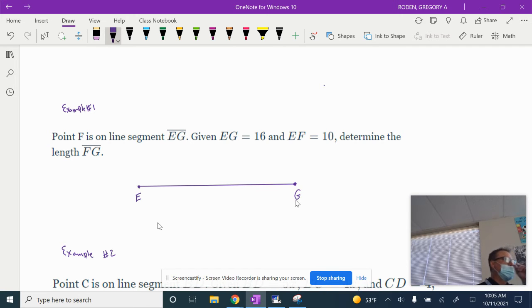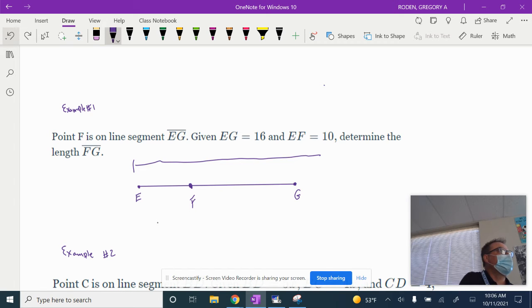Now, the next thing is we have some random point F on this segment somewhere. I'm not going to think too much about it. I'm randomly just going to put F somewhere in the middle. Now, it may not be proportional. So first thing, it says that E to G is 16. So the entire length from here to here is 16.